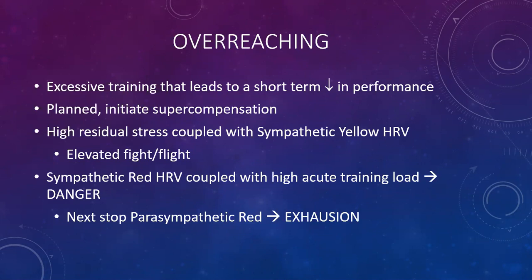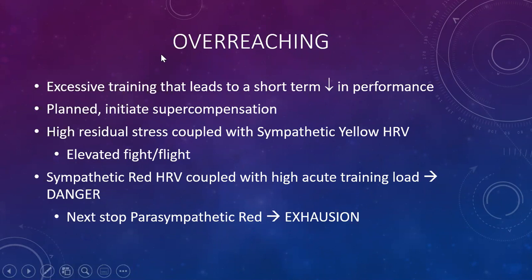And then that's going to be accompanied the next day with sympathetic yellow. Or if the workout is so hard, it's going to be sympathetic red. Sympathetic red means we really have to be careful in terms of our short-term programming of this athlete. We really need to dial it back because the next stop is going to be parasympathetic red. And what parasympathetic red means is my athlete is going into the exhaustion stage of Selye's model.